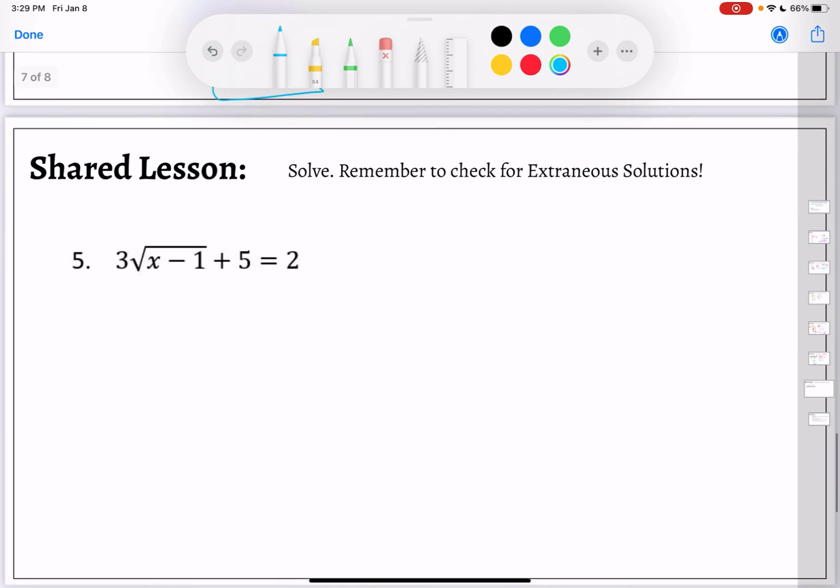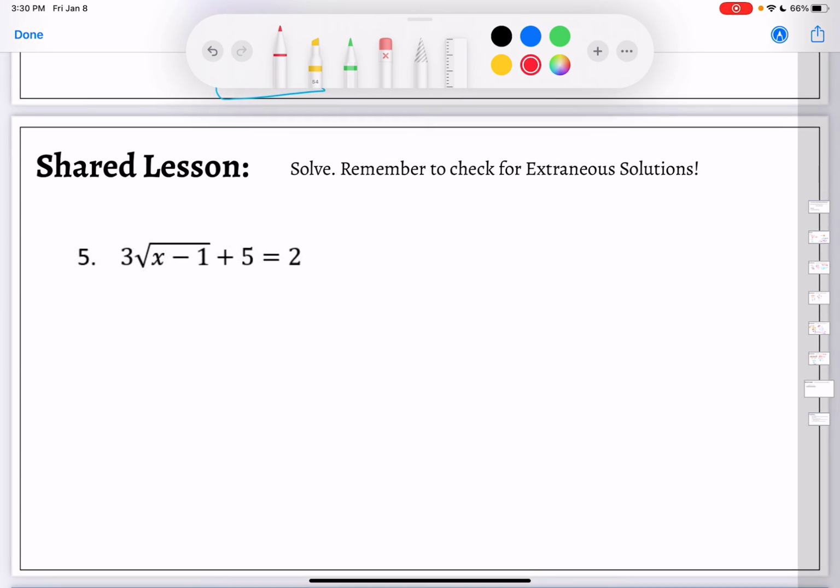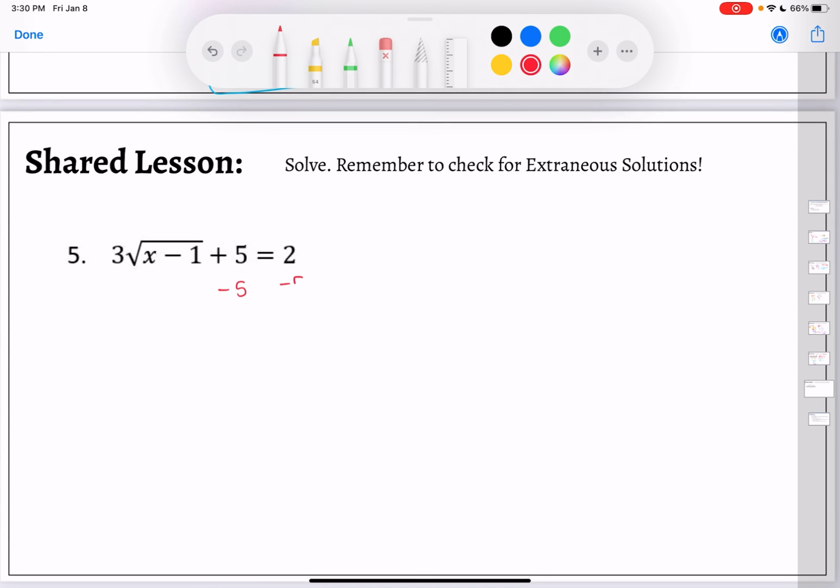All right, last one here. See if you can do this one. All right, so the first thing I see is I have this plus 5 on the outside. I also have this 3 on the outside, but think about as you're solving, you always want to get rid of those loose ones first, or do your order of operations in opposite order, right? So I'm going to do my adding and subtracting and undo those before I undo my multiplying. So I'm going to subtract 5 from both sides here. I'm going to have 3 radical x minus 1 equals negative 3.